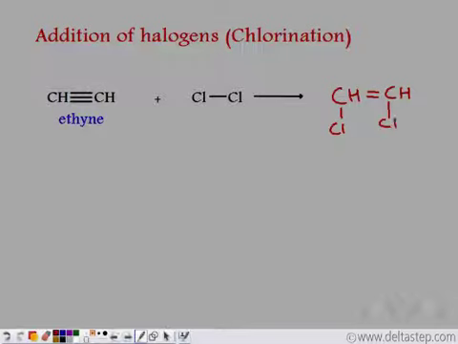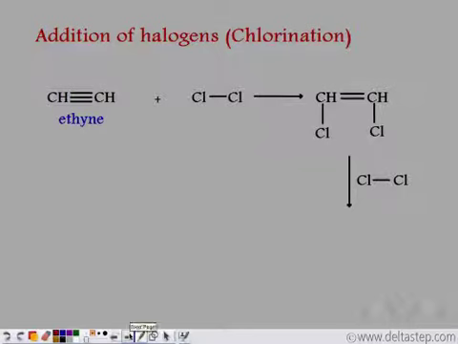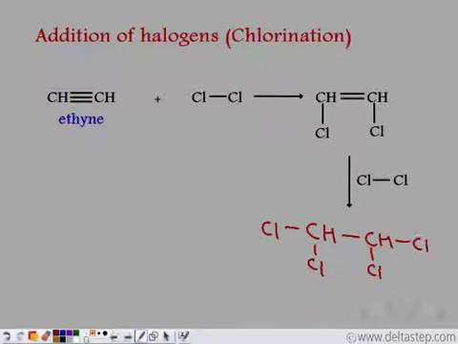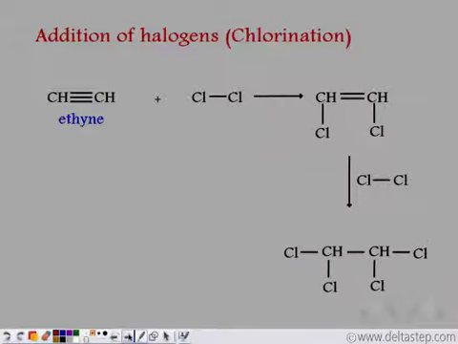In the second step, we have this product now. It is made to react further with chlorine. So now the double bond breaks into a single bond. We already have these two chlorine atoms. Now these two chlorine atoms further attach themselves to each carbon atom. So now we get the addition product.